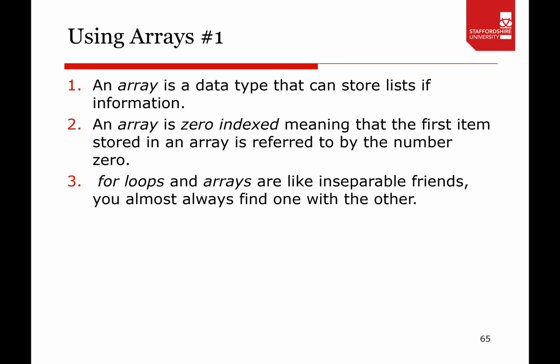An array is a data type that can store lists of information. An array is 0 indexed, so it starts at 0 and is referred to by the number 0. For loops and arrays are very similar. You must always find one with the other.